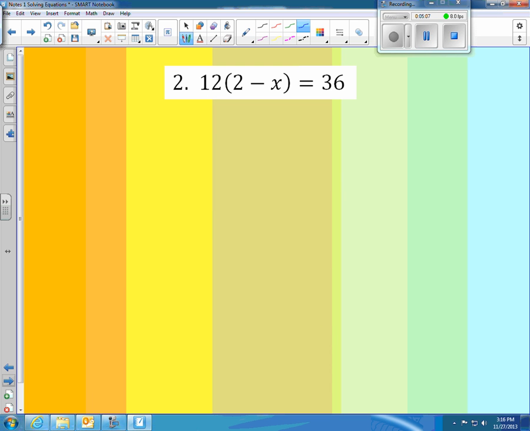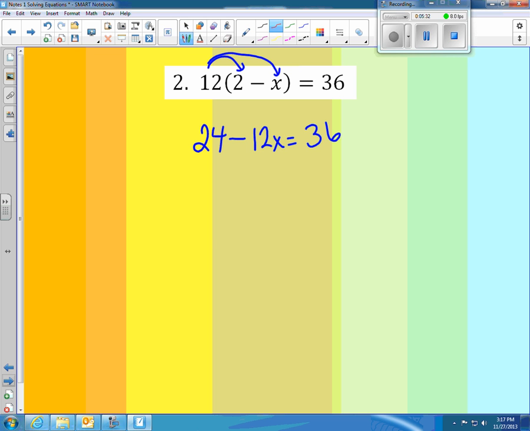All right, problem 2. Step 1 says simplify each side of the equal sign by distributing or combining like terms. Well, we have parentheses, so we're going to distribute here. Now, remember, when we distribute, we're doing multiplication. So 12 times 2 gives me 24, and 12 times that negative x gives me negative 12x equals 36.